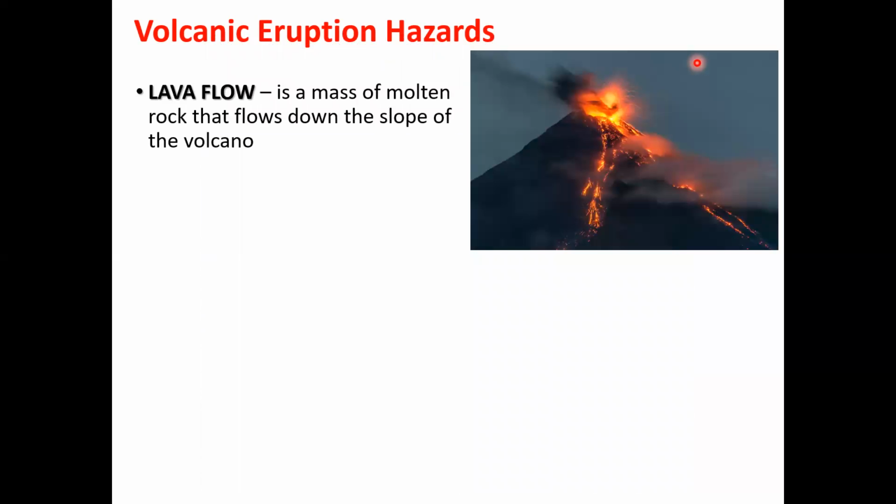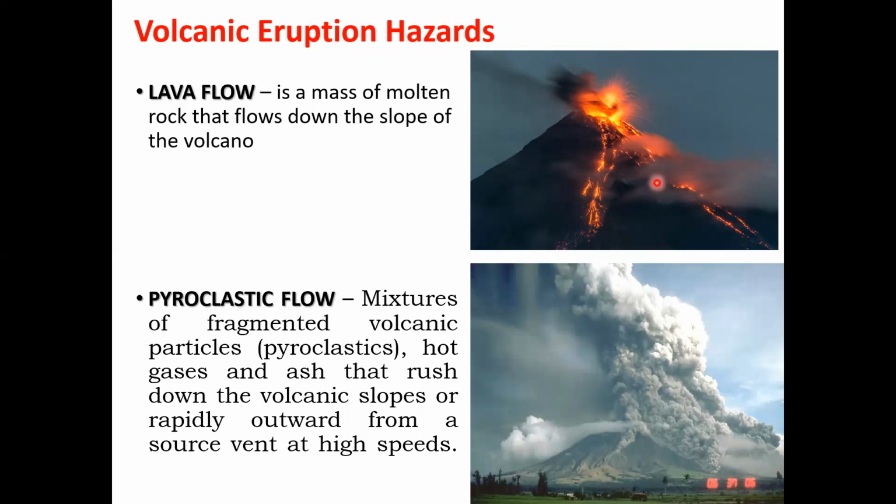We have the first one, the lava flow. It is a mass of molten rock that flows down the slope of the volcano. As we have defined a while back, the effusive eruption is dominated by the lava flow. So this lava flow is actually one of the volcanic eruption hazards. When we say hazards, these are threats. It brings a threat to the life of a living organism, could be plants, animals, and of course humans. Aside from lava flow, we have pyroclastic flow, which is of course in explosive eruptions.